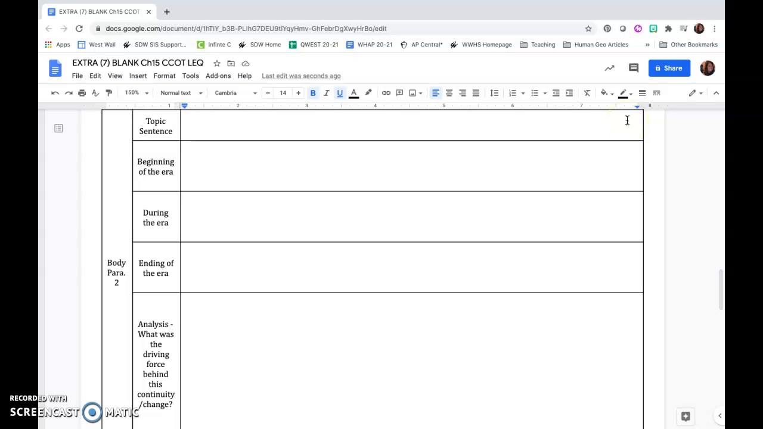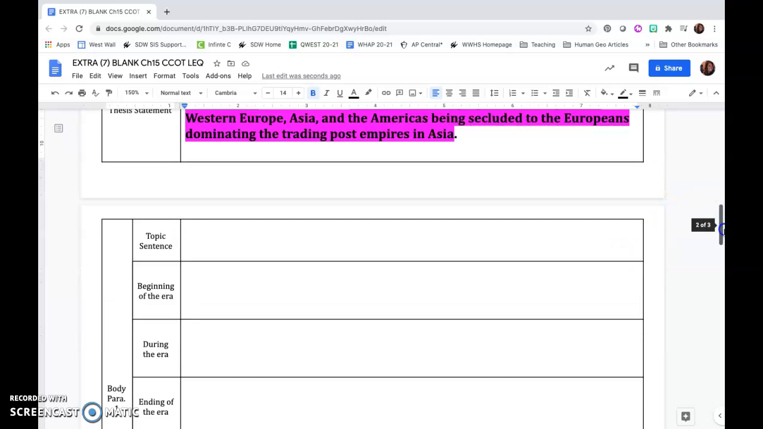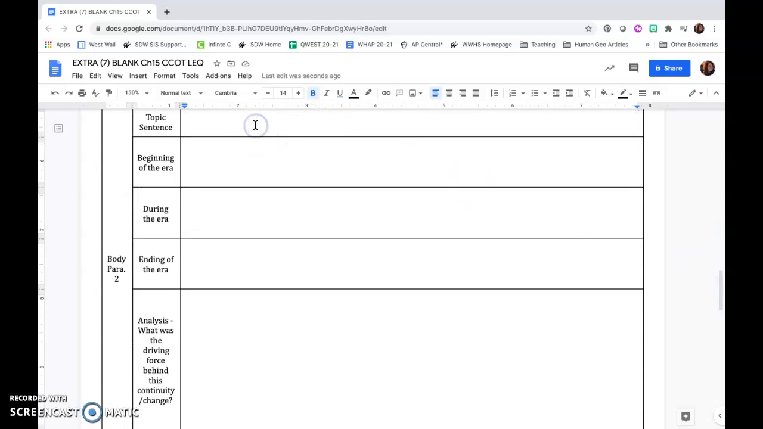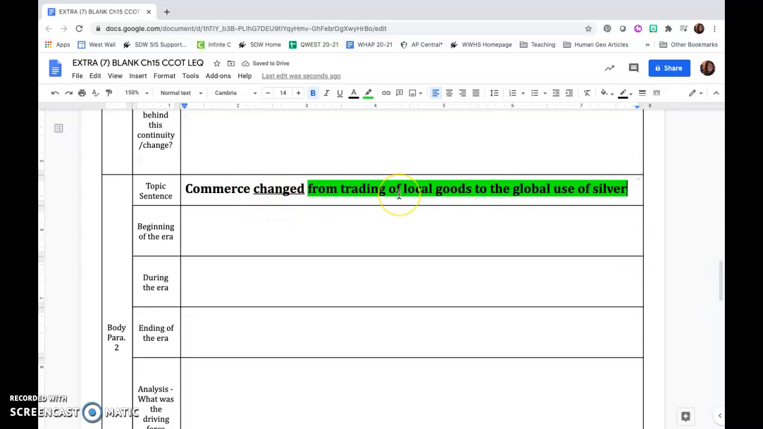The best part about topic sentences is that we don't really need to think far above and beyond what we did with our thesis statement for them. In fact, what I am going to do is literally go up and copy and paste from my thesis statement the commerce change from trading of local goods to the global use of silver, and paste that below in paragraph number 2. So again, I'm just pasting that below right here.